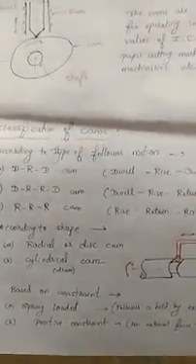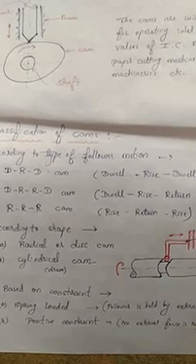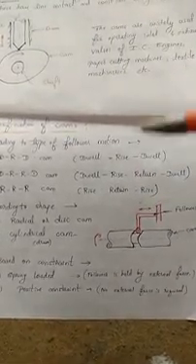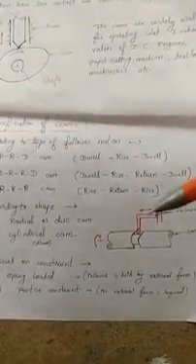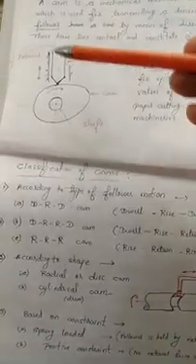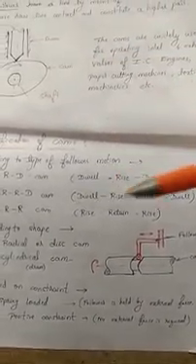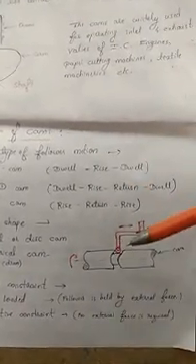Next, the third one, based on constraint. There are two types, spring loaded cams and positive constraint cams. Spring loaded means the follower is held by an external force, that is spring loaded. Actually this type is spring loaded here. And positive constraint means no external force is required for motion, that is this type is positive constraint.